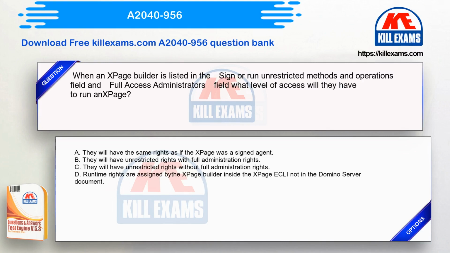Option A. They will have the same rights as if the XPage was assigned an agent. Option B. They will have unrestricted rights with full administration rights. Option C. They will have unrestricted rights without full administration rights. Option D. Runtime rights are assigned by the XPages builder inside the XPages CLI, not in the Domino server document.